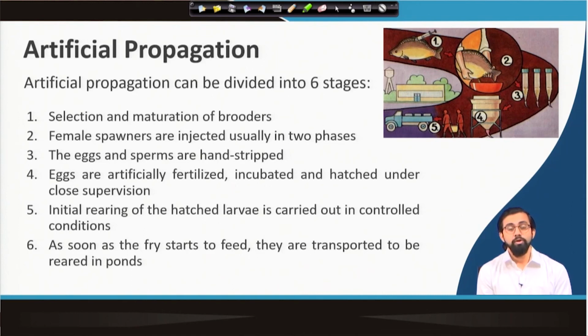Then these female spawners are usually injected in 2 phases. Then the eggs and the sperms are hand stripped, and these eggs are then artificially fertilized and incubated in incubators, so as to have optimum conditions for them to grow, and so that they will hatch under close supervision.